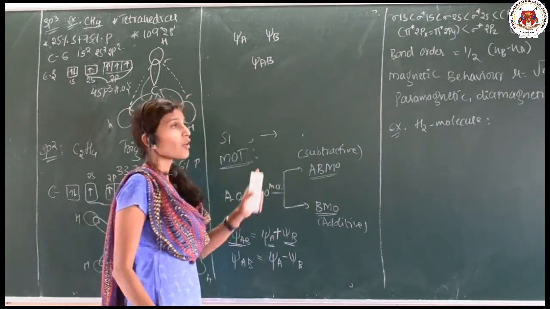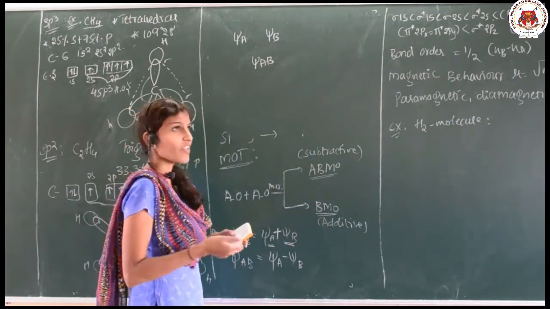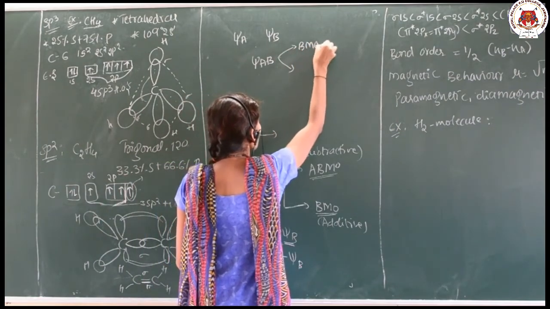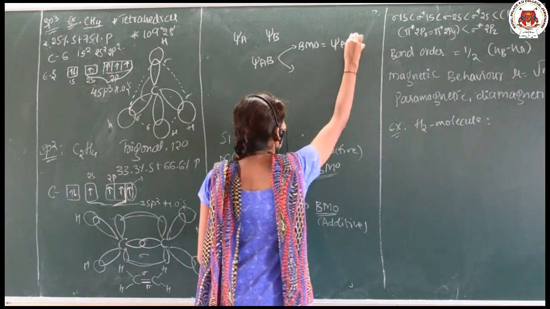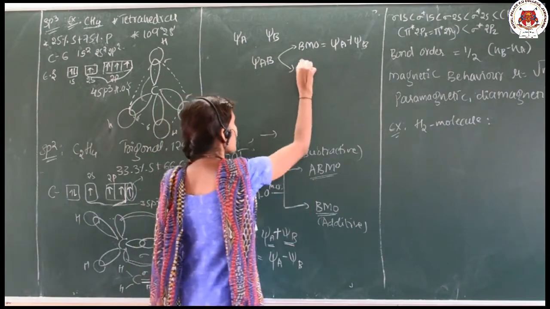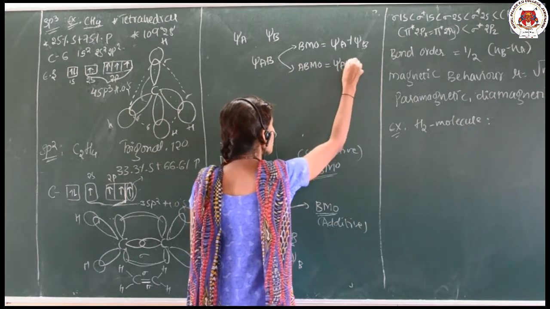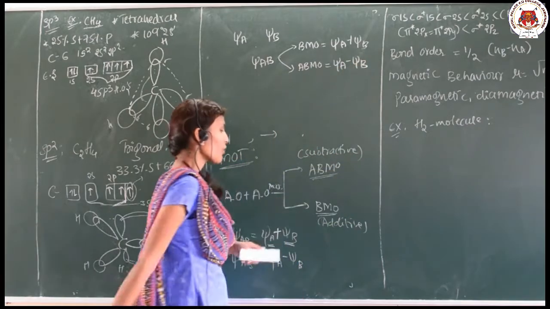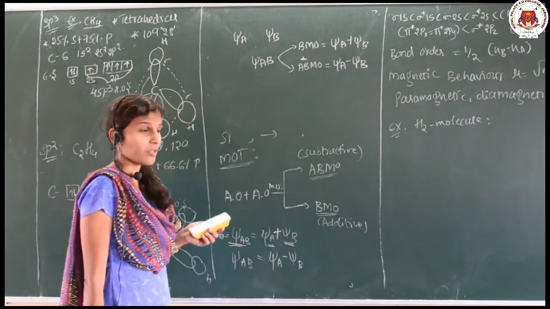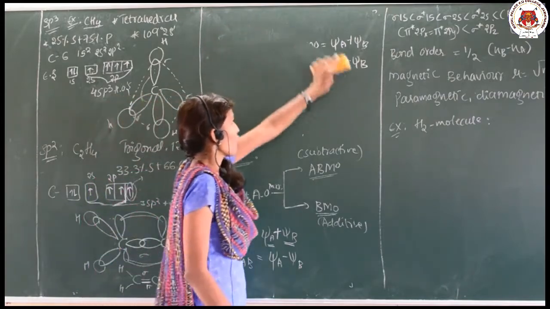I said molecular orbital can be formed in 2 ways. One is bonding and one more is anti-bonding. Bonding molecular orbital is formed by the additive psi A plus psi B. While the anti-bonding molecular orbital is formed by the subtractive psi A minus psi B. And keep in mind, anti-bonding is always represented by a star. Okay. So, this is how we can explain molecular orbital theory.